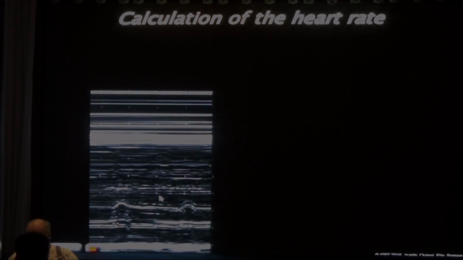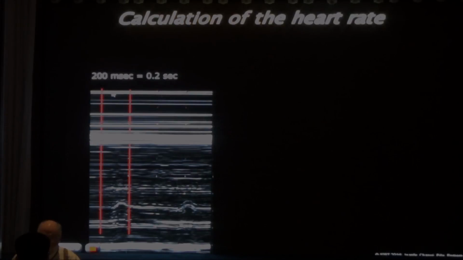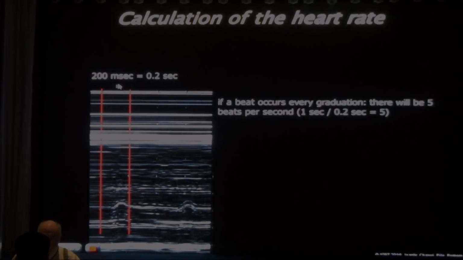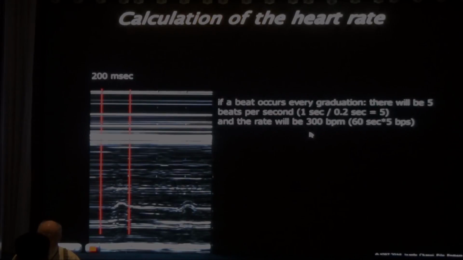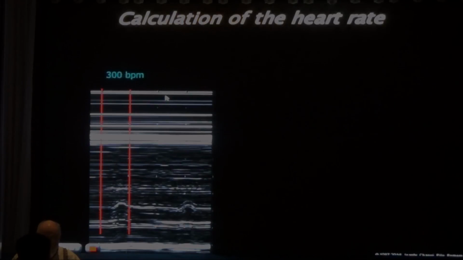How do you do that? Well, very simple. You look at the tick marks here, and if it had a beat every tick mark, it would have a beat every 200 milliseconds. So for each second, it would have 5 beats. So for each minute, it would have 60 times 5 beats. It would have 300 beats per minute. So if the beat occurred every tick mark, you would have a rhythm of 300 beats per minute.